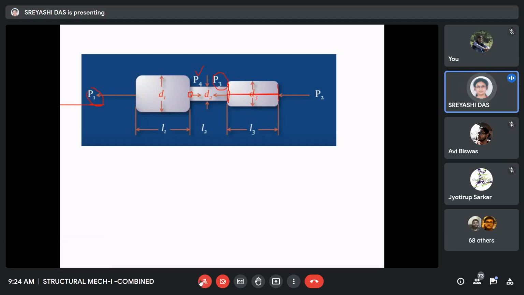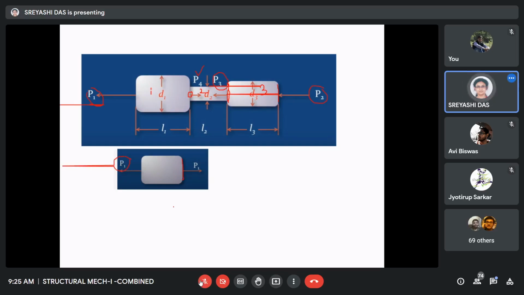And here at this end, the axial load is P2 in the left direction. So for this case, if we draw the free body diagram, suppose this is part 1, this is part 2, this is part 3. For part 1, P1 at the left side is the axial load applied, a tensile load. Obviously, to maintain equilibrium, at the right side, P1 will be applied in the opposite direction. So the first part is subjected to a tensile load of P1.